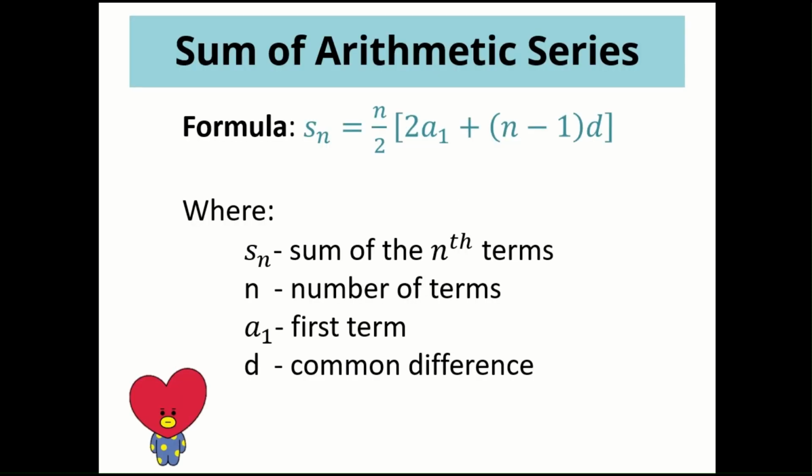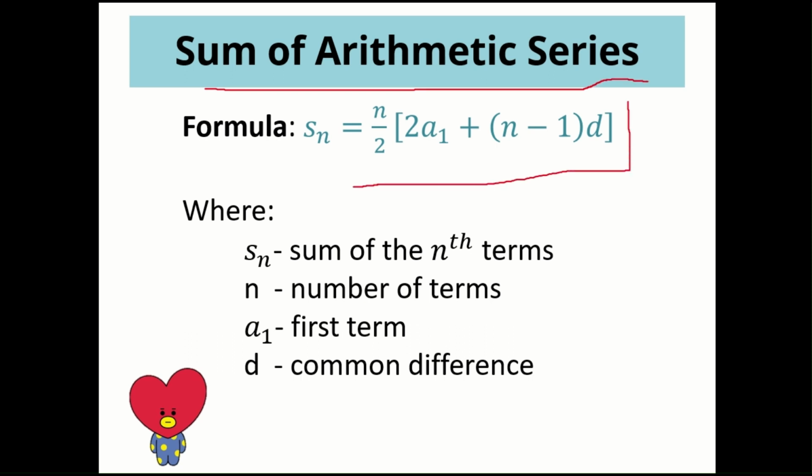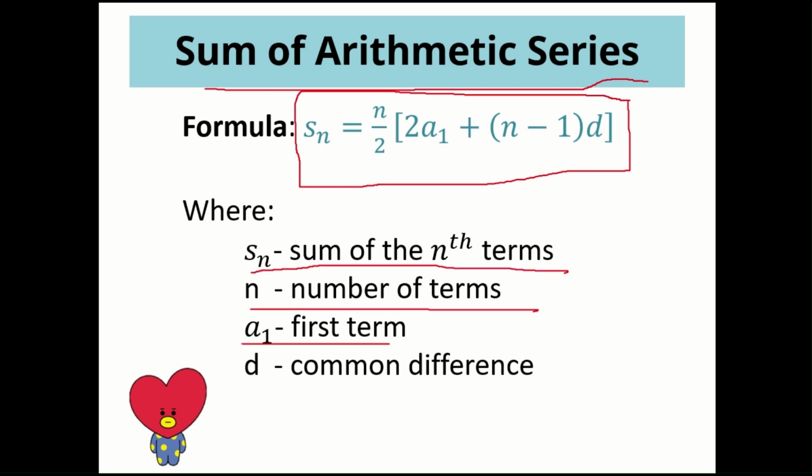Let us continue with the sum of an arithmetic series. We follow a certain formula if the given is an arithmetic series. Where S sub n is the sum of the n terms, n is the number of terms, a sub 1 is the first term, and d is the common difference. And that's how we do that.